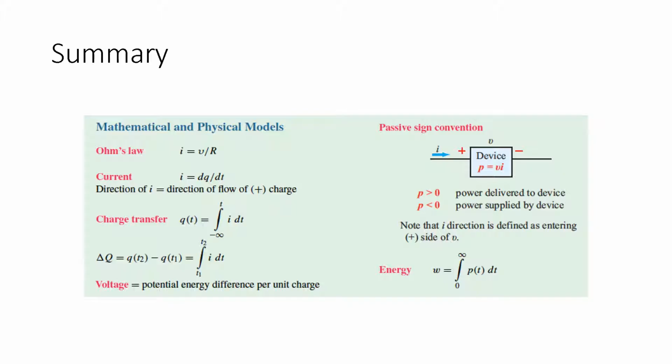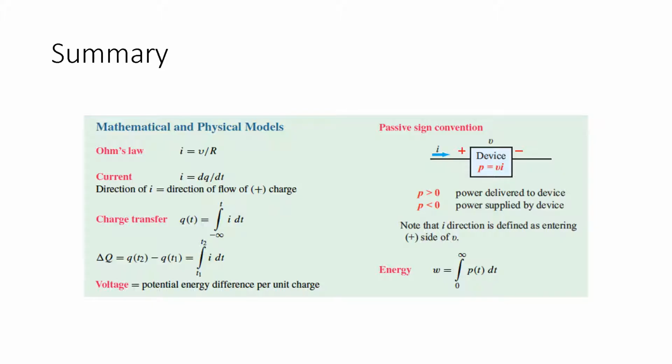Voltage definition: voltage is the potential energy difference per unit charge. And again, you can think of voltage, if you're looking at the water analogy, as a difference in pressure between the top of a water tank and the very bottom of the water tank. That difference in pressure in water is determined by the height. In voltage, we're looking at the potential energy difference per unit charge.